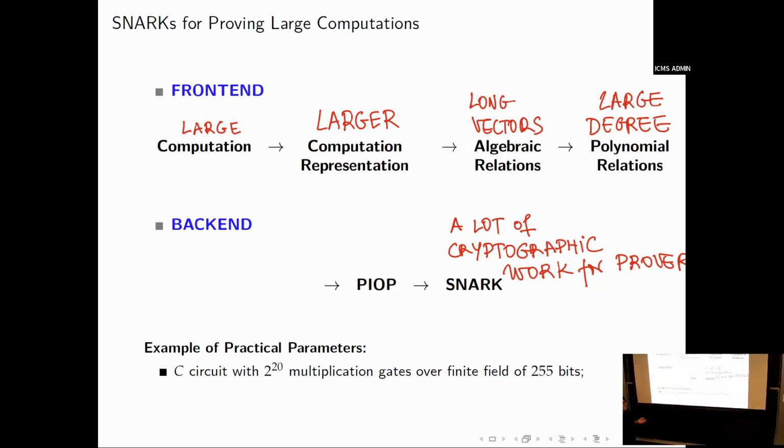It's very expensive, even with pairings and everything, right? Okay, so a typical example of computation is we have a circuit we want to prove. It has 2 to the 20 multiplication gates.